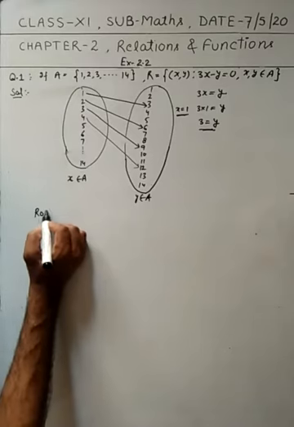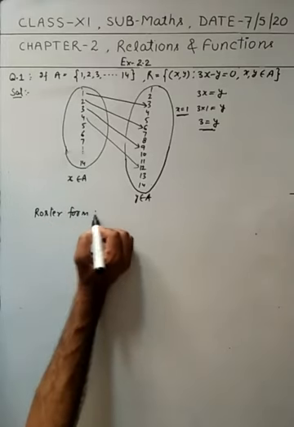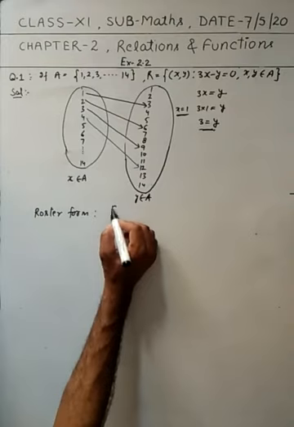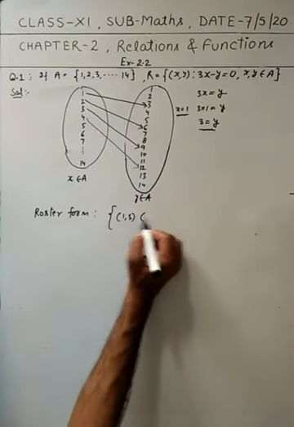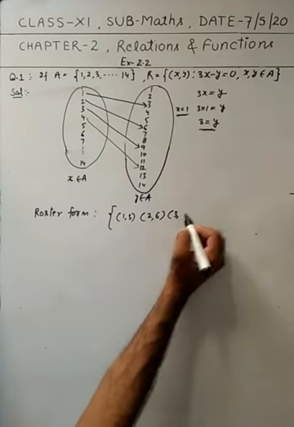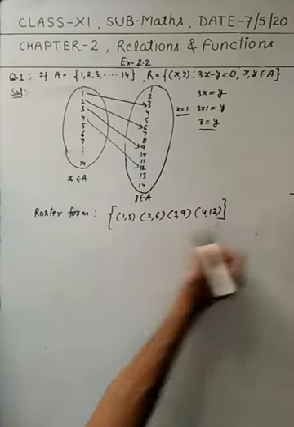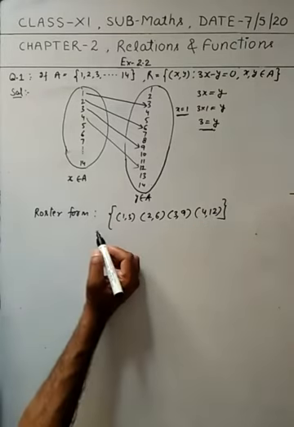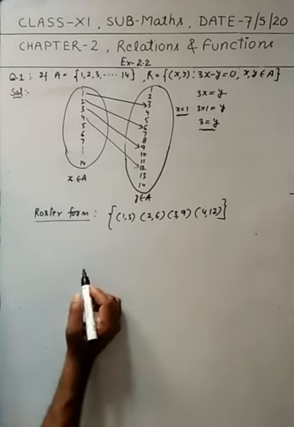So its roster form: element 1 has image 3, element 2 has image 6, element 3 has image 9 and element 4 has image 12. So this is the roster form of the given relation.